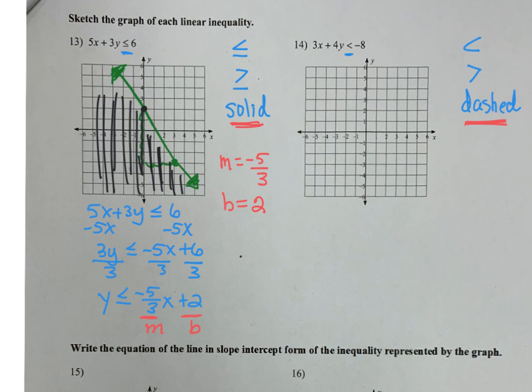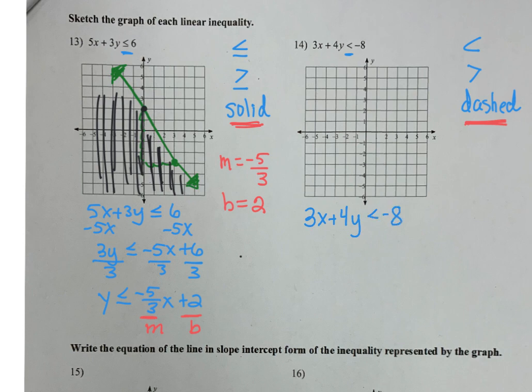Okay, so let's go ahead and do number 14. We have 3x plus 4y is less than negative 8. Now I know I'm going to have a dashed line because it's not less than or equal to, it's just less than. So when you're looking at multiple choice type questions, just keep in mind you will have a dashed line. Let's go ahead and put this in y equals mx plus b form so we can graph it a little bit easier.